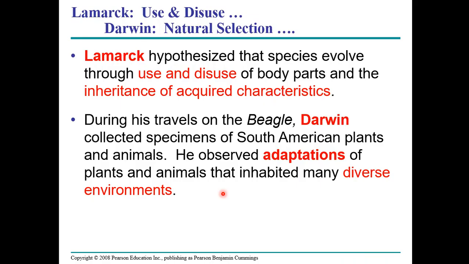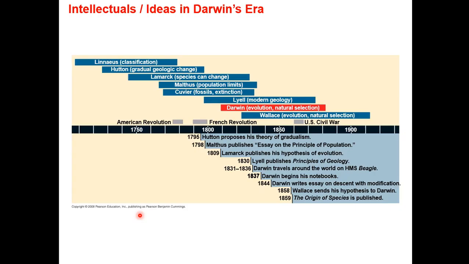Okay, so let's talk about Lamarck. As I said before, it's about his theory of use and disuse, which made him famous. Okay, so Lamarck, use and disuse, Darwin, natural selection. Let's compare and contrast this use and disuse and natural selection by Darwin. Okay, so Lamarck hypothesized that, go back with this one.